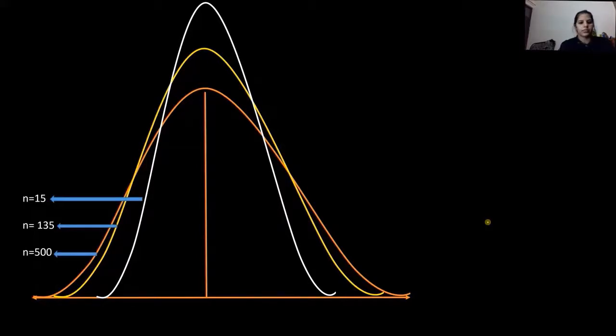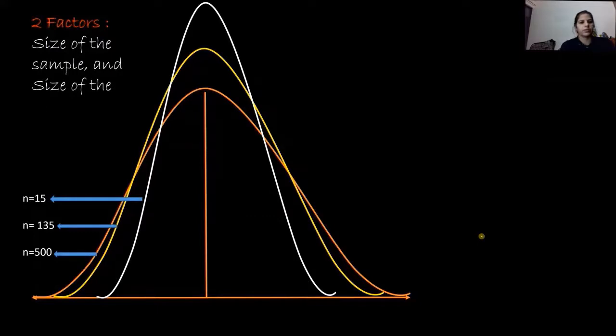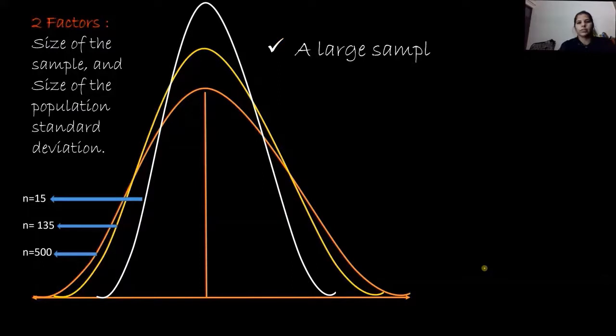When I increase this data set to about 500, the curve becomes flatter and wider, giving a perfect shape of normal distribution curve. So here it is clear that there are two major factors which affect the shape of the distribution curve. One is the sample size and the second one is the population standard deviation, meaning the values of population standard deviation.